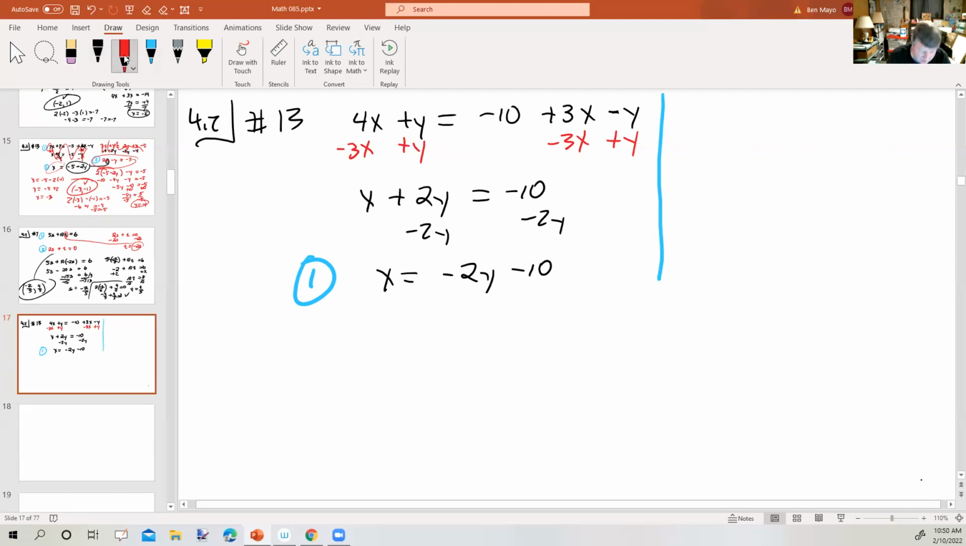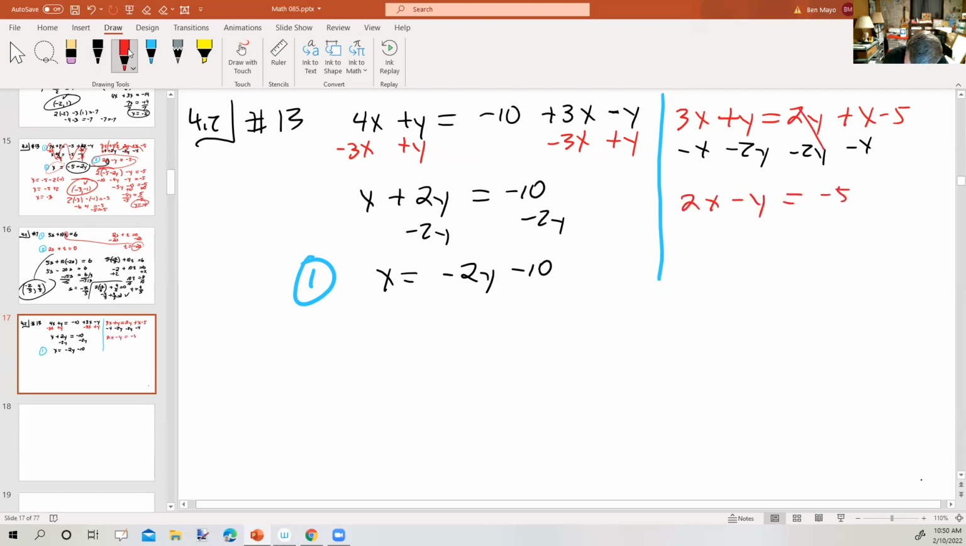And let's take a look at equation number 2, which is 3x plus y equals 2y plus x minus 5. Again, I'm going to put everything on the left side of the equation, that is the variables, and the constant on the right. So I'm going to subtract 2y from both sides and subtract x from both sides. And that gives me what? 2x minus y equals -5. Okay. So we've got 2x minus y equals -5. That's going to be our equation number 2.